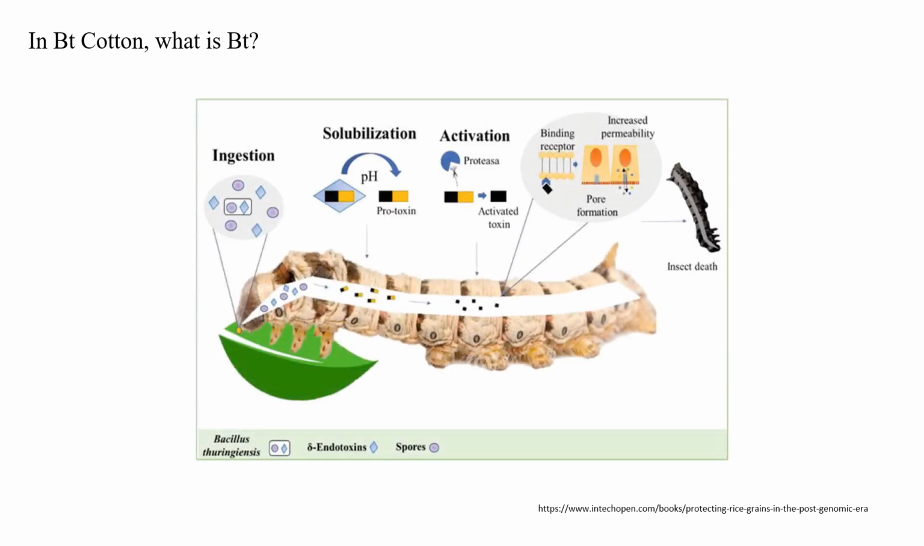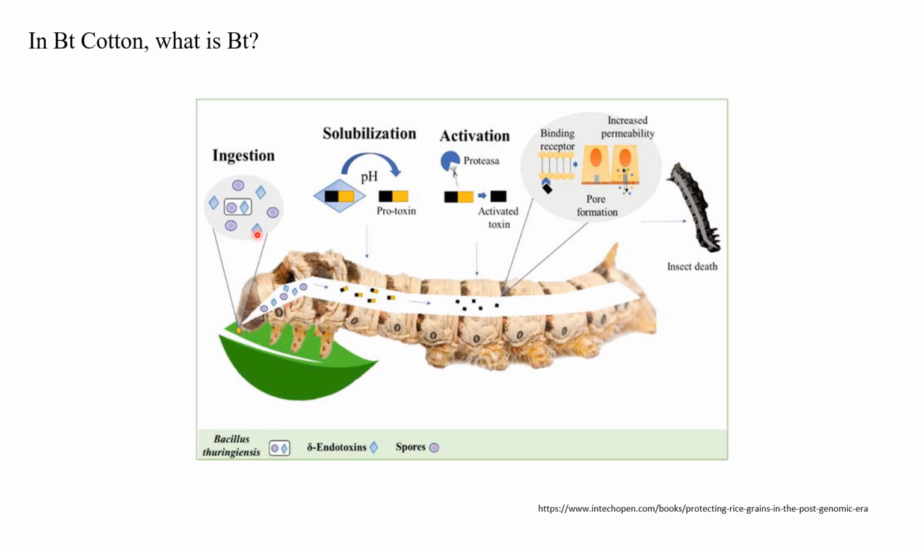In Bt cotton, what is Bt? Bt stands for the naturally occurring bacterium Bacillus thuringiensis. Bacillus thuringiensis lives in the soil and is found all over the world. Some types of Bt produce a protein crystal that is toxic to insects. So this is the crystal.